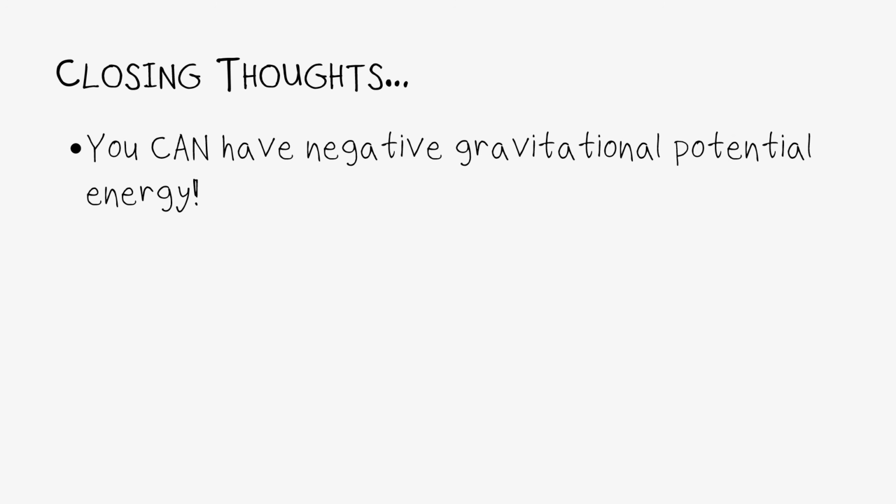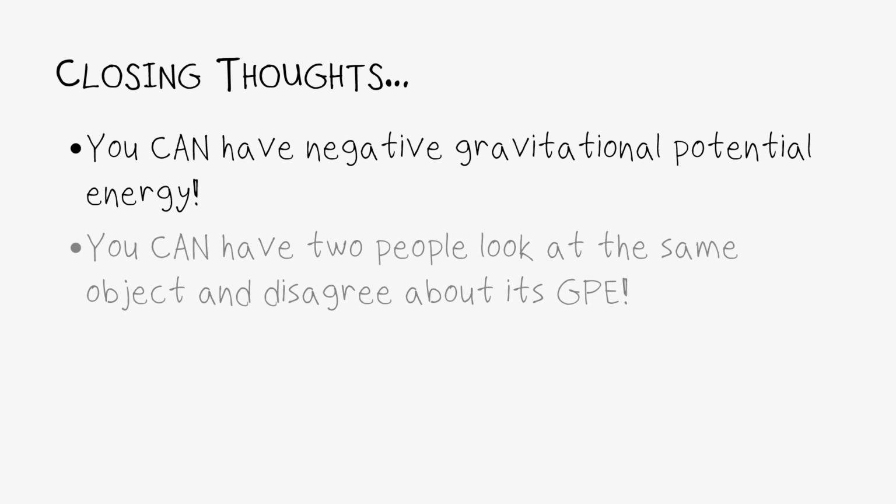One or two points worth repeating as we wrap up this lesson on gravitational potential energy. First and foremost, you can absolutely have a negative gravitational potential energy. If the object is located below where you consider to be 0 meters, it's got a negative height and a negative gravitational potential energy. That's not an issue at all. Totally acceptable. Also, you can have two people look at the same object and disagree about its gravitational potential energy. Depending on where they see their reference heights, they could both do the calculation exactly correctly and end up with different values.